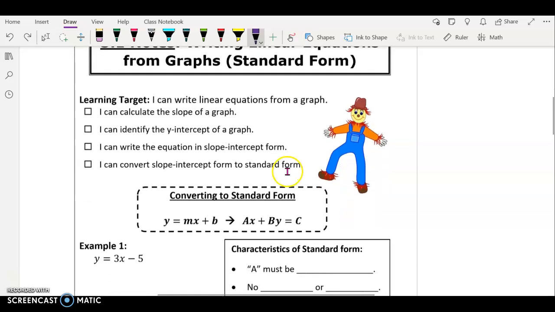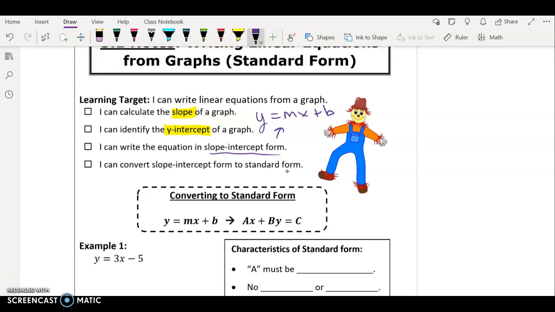First, given a graph, can you find its slope? That's pretty important, right? We should be able to do that from Unit 2. Can you identify the y-intercept? Because if you can do those things, then you can write an equation in y equals mx plus b form. Remember, m stands for slope and b stands for y-intercept. So that part shouldn't be too hard. And then we actually write the equation in slope-intercept form. That's this form here, okay? And the new thing we're really learning is, can we convert that form to standard form, okay?